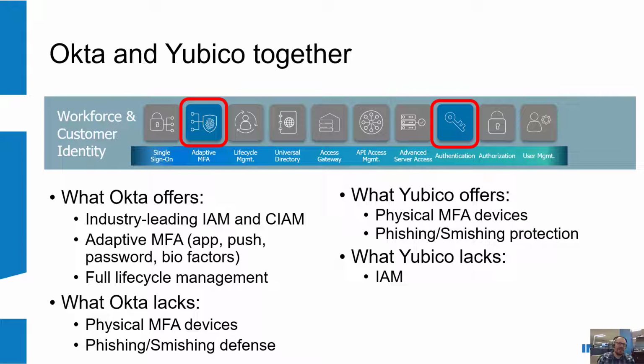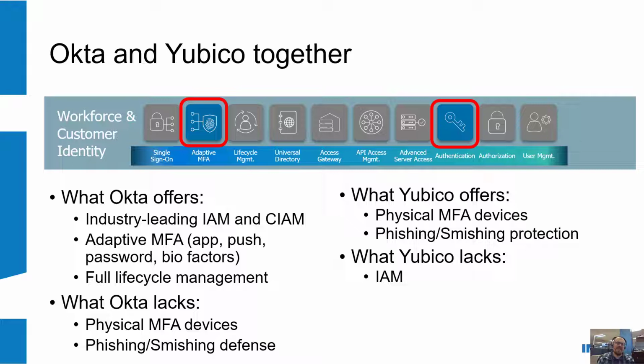So Okta offers, as I said before, industry-leading identity and access management. They have adaptive MFA, which is where you can use their app, you can do a push notification, put in the passwords, you can do biological factors, Face ID or a fingerprint off a phone. They have full lifecycle management, so this is for your M&As, this is for employee turnover, managing accounts, making sure you don't have dead ones hanging around that could be compromised, that kind of thing.